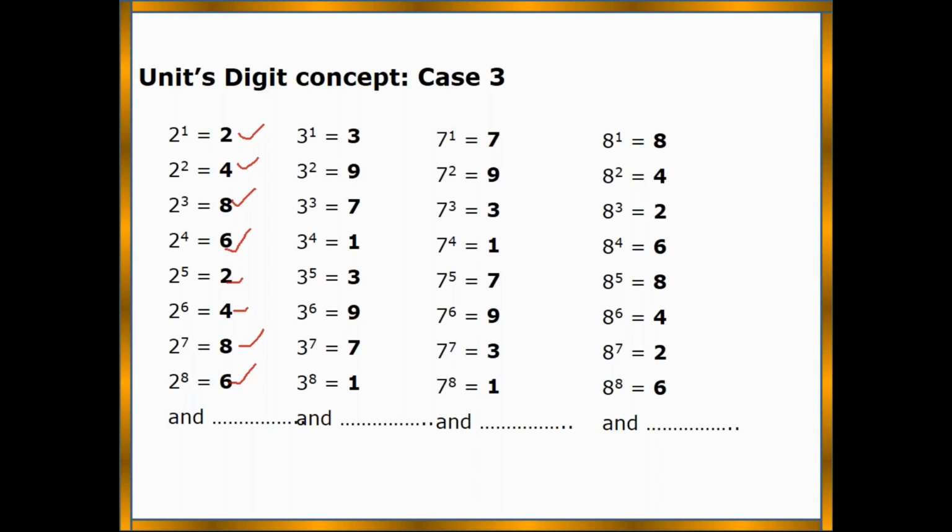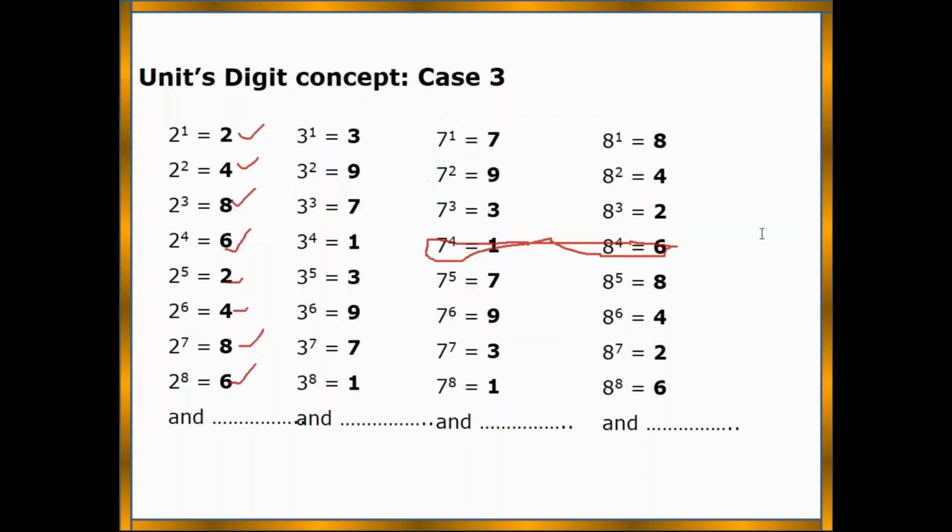Remember, minimum 4 at least: 2 power 1, 2 power 2, 2 power 3, 2 power 4, 3 power 1, 3 power 2, 3 power 3, 3 power 4, 7 power 1, 7 power 2, 7 power 3, 7 power 4, 8 power 1, 8 power 2, 8 power 3, 8 power 4. And moreover, if you observe properly, the problem is to remember 7 power 4 and 8 power 4. At least if you remember these two values, there is no problem to write down and solve these problems.